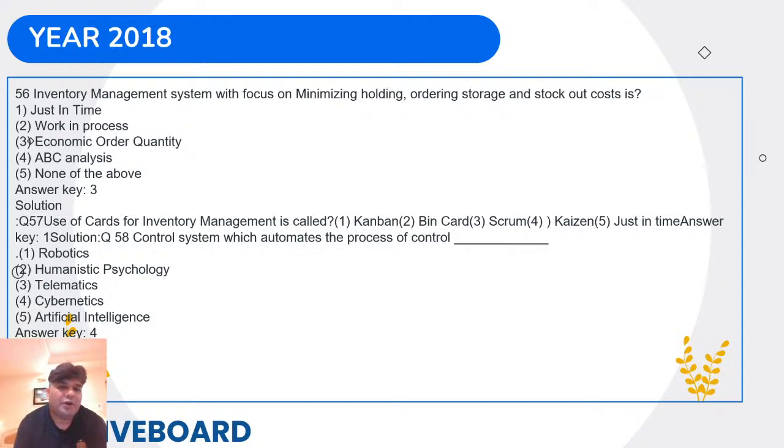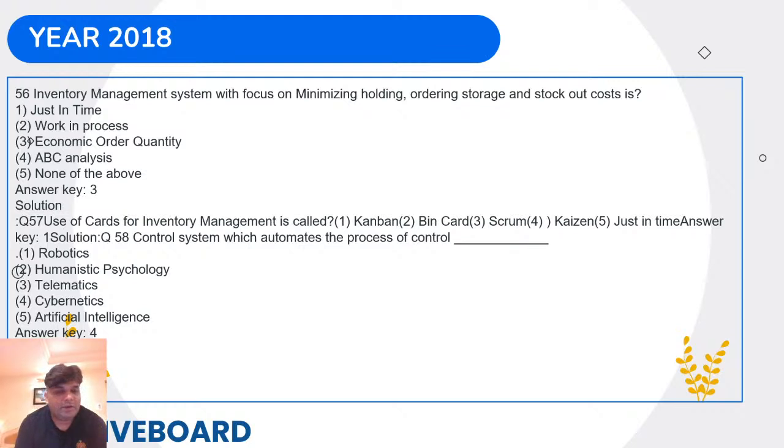Use of cards for inventory management is called Kanban, bin card, Scrum, Kaizen, just in time. The answer is Kanban. It's a Japanese methodology which is used. So we have explicitly and elaborately talked about the Kanban system, the Kaizen system, bin card, and the Scrum system. So the correct option for this is Kanban.